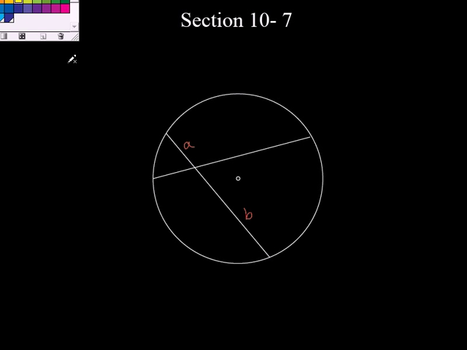And let's make this another color. So if I call this segment A and this segment B, I'm going to call this segment C and call this segment D. All right.